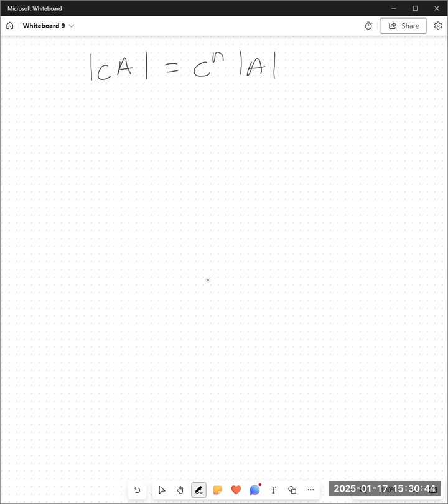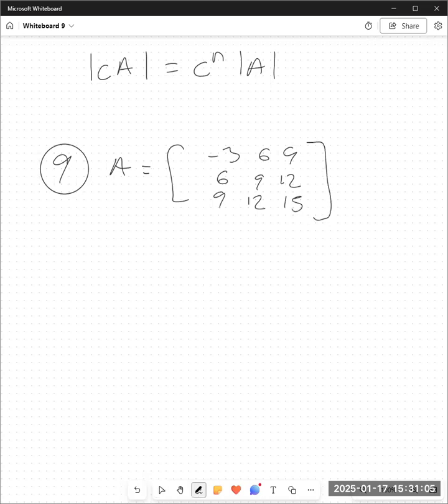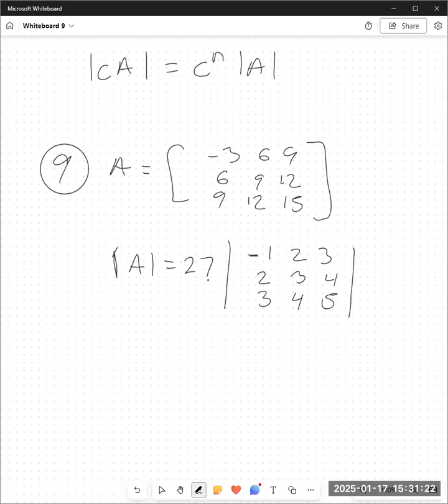So that's number 9. And we want A equal to -3, 6, 9, 6, 9, 12, 9, 12, 15. So we see everything's divisible by 3. So the determinant of A is going to be equal to 3 to the third, which is 27, when we pull it out, times the determinant of -1, 2, 3, 2, 3, 4, 3, 4, 5. So let's get to work with that.